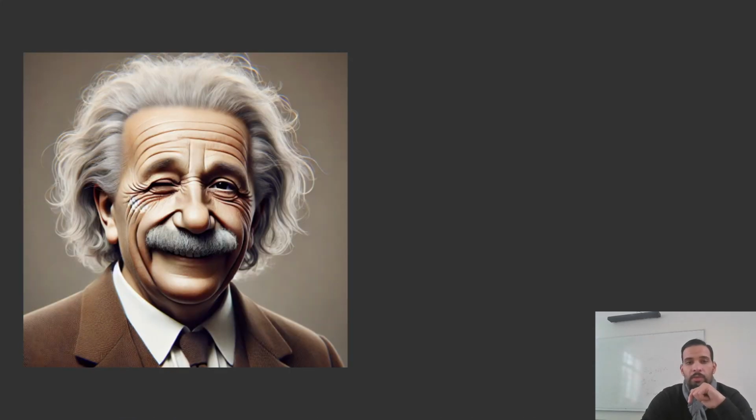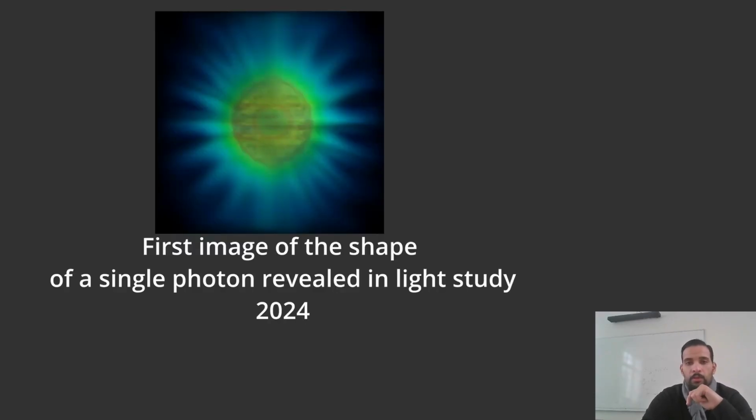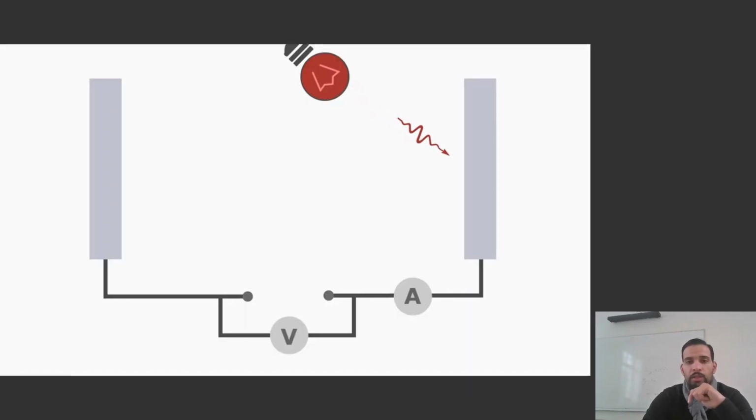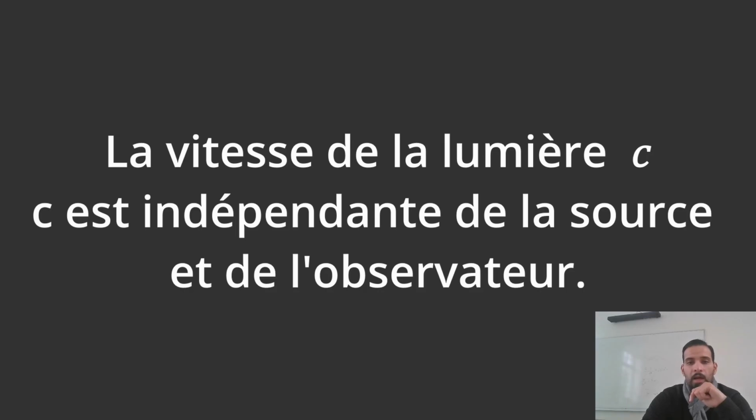In 1905, during his miraculous year, Einstein used Planck's idea of quantification to introduce the notion of the photon, a particle of light, and explain the photoelectric effect, a phenomenon where light removes electrons from a material. The same year, Einstein published his theory of special relativity based on two postulates. The laws of physics are the same in all inertial frames of reference. The speed of light in a vacuum is a universal constant, independent of the movement of the source or the observer.